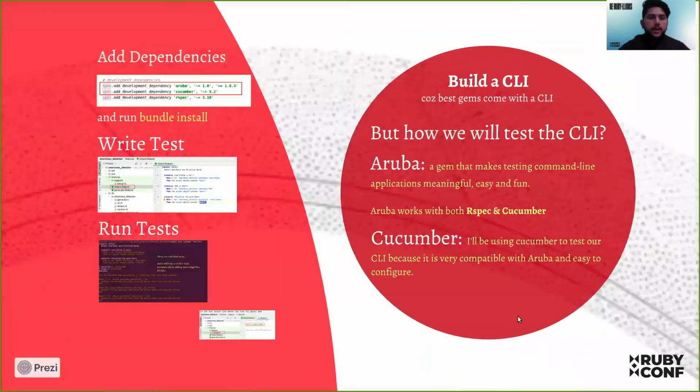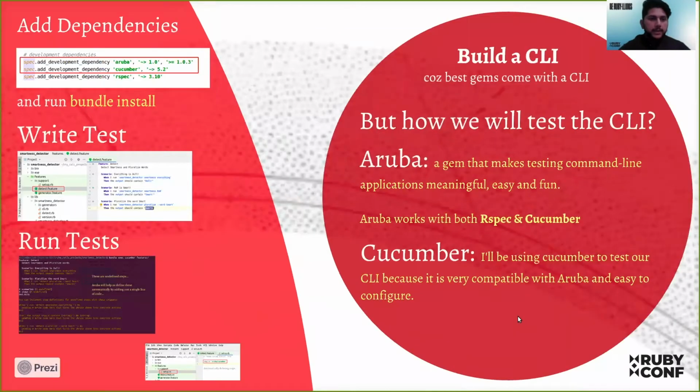So before we jump into implementing a CLI, we need to think about testing. So how are we gonna test our CLI? We will use Aruba and Cucumber. Aruba is basically a library that makes testing command line application very easy. And it works with both RSpec and Cucumber, but I'll be using Cucumber because it is very easy to write test in Cucumber, and it is very compatible with Aruba.